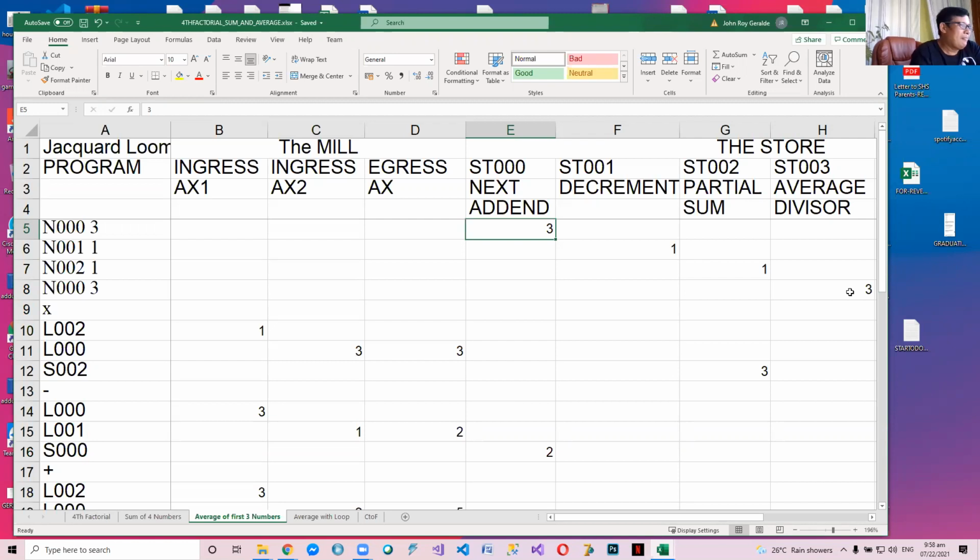Okay. So N003 is 3. This is the next addend. N001 is 1. This is our constant decrement. And N002 is 1, which is our partial sum. And our average divisor is in 3. Do you follow? We will just keep this in memory so it doesn't get lost. We will use this in the final step to divide the final sum.